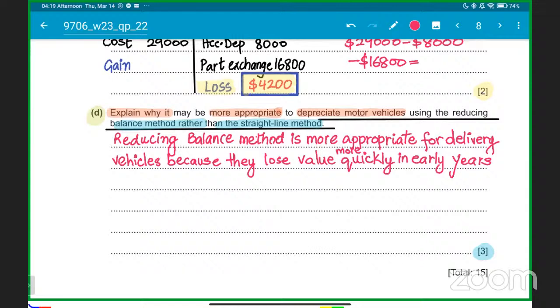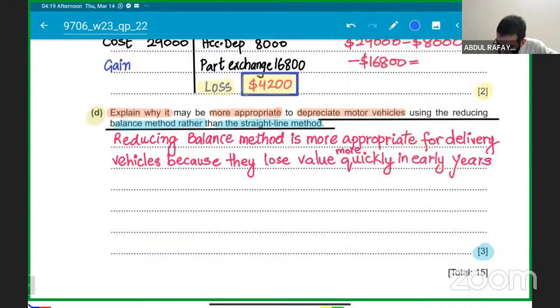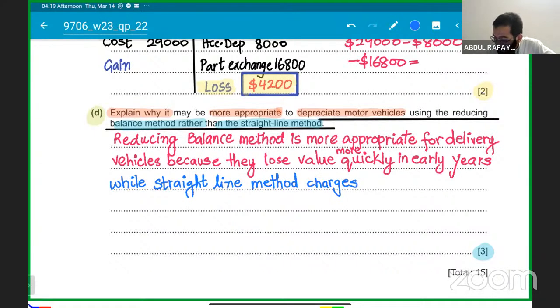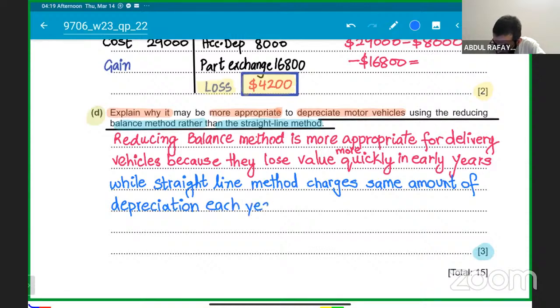Because they tend to lose their value more quickly in the early years, while the straight line method charges the same amount of depreciation each year. So this is 1 mark, and the second mark is writing that the straight line method charges the same amount of depreciation each year. So it is not accurate.